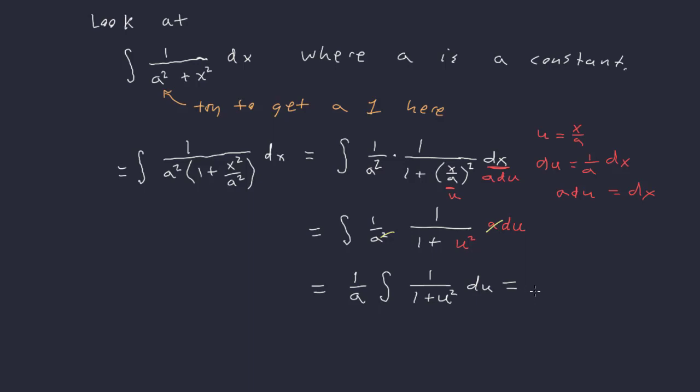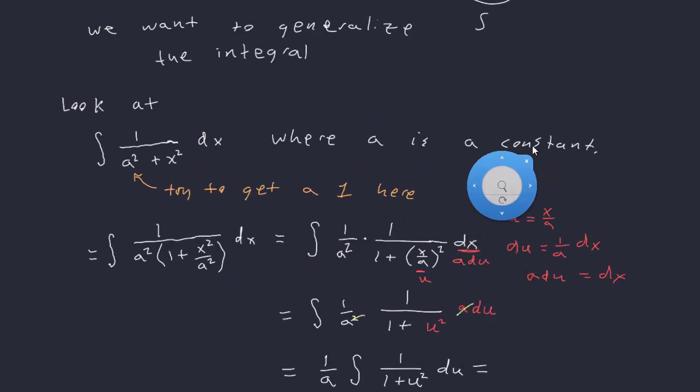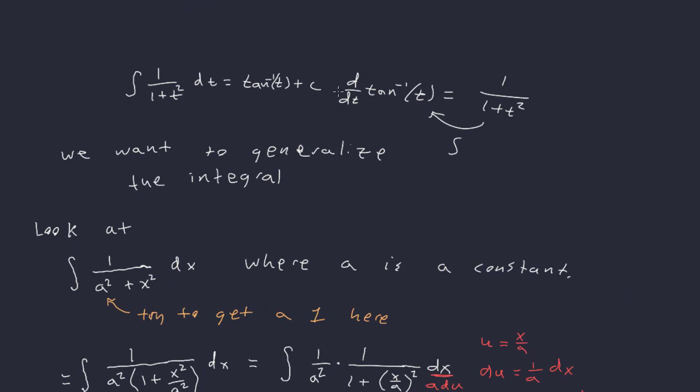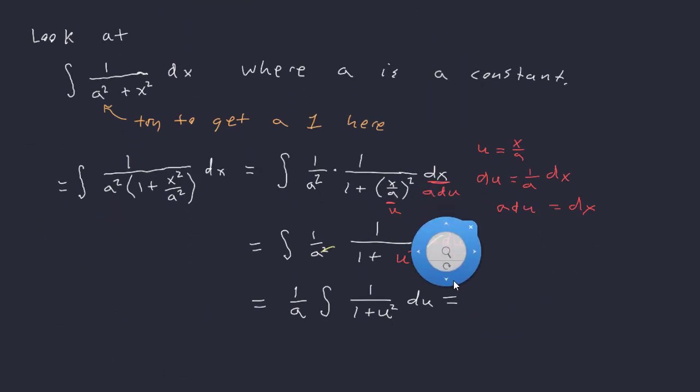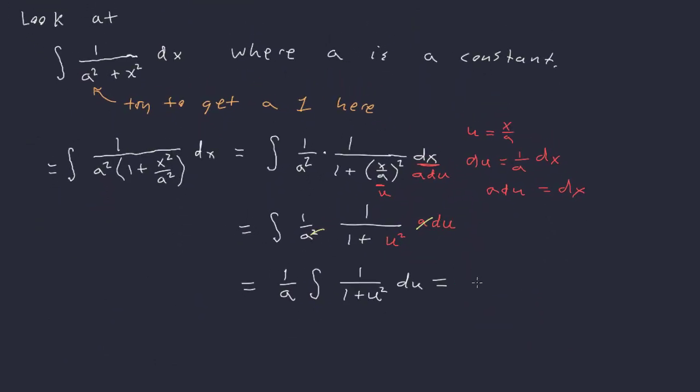And now that is in the exact form I need from up here. It's good I used t's here because now we're using u's. So that 1 over a transfers over, and this just becomes tan inverse of u plus c. And now we put our x's back in, so we get 1 over a tan inverse of x over a plus c.